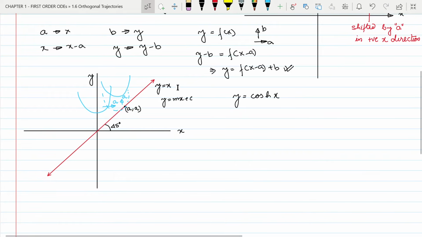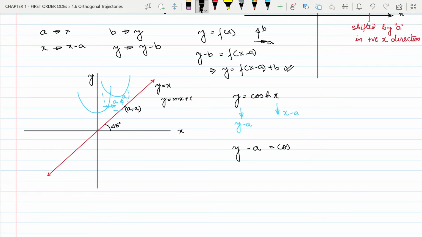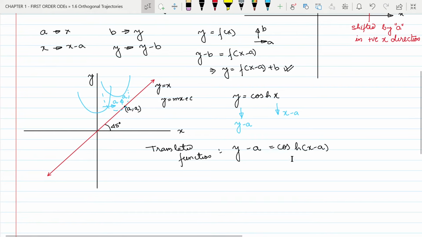So shifting it in the y equal to x direction means shifting it by a amount in the x direction and a amount in the y direction. So we have understood from above, for shifting it in the a direction we will put x minus a in place of x and y minus a in place of y, because we are shifting it a amount both in the x and the y direction. So the resulting equation will be y minus a equal to cosh of x minus a. So this is the translated function.